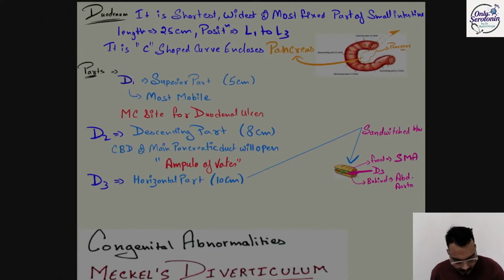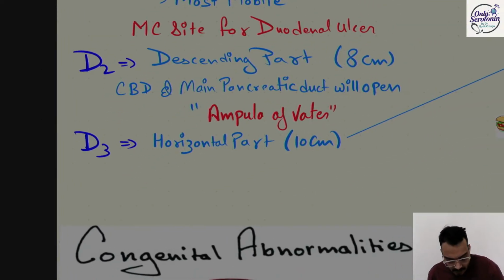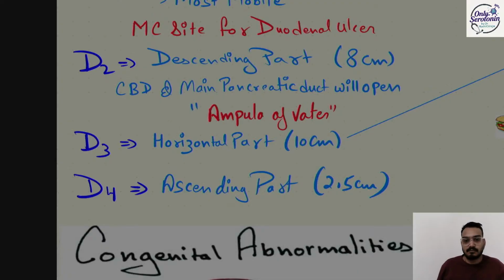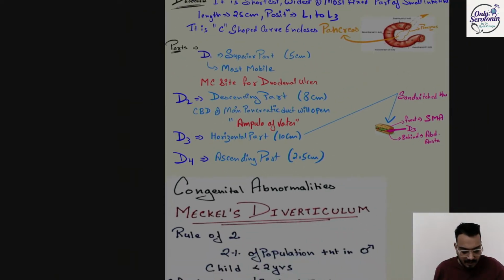Then the last part is what, guys? The last part is your D4. And this D4 is your ascending part. How many centimeters is it? It is around 2.5 centimeters long.